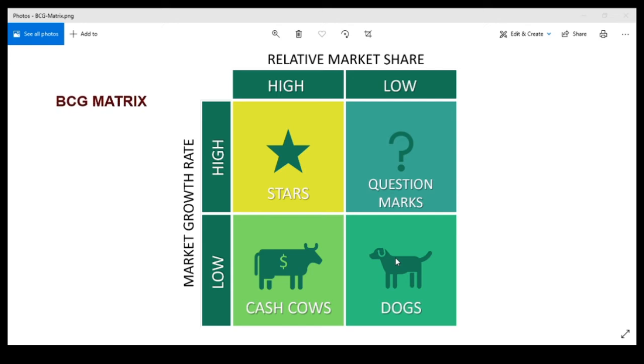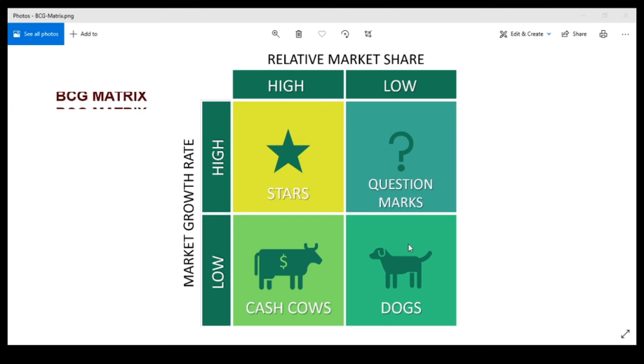It is the Dogs quadrant. This quadrant is very easy to understand because both the relative market share and the market growth rate are low. So your company is in a drastic position where you don't have a good market share, and your market growth in future is also very low. You are in a position like Dogs. What you have to do is either divest or liquidate your business. These are the managerial implications as suggested by the BCG matrix.